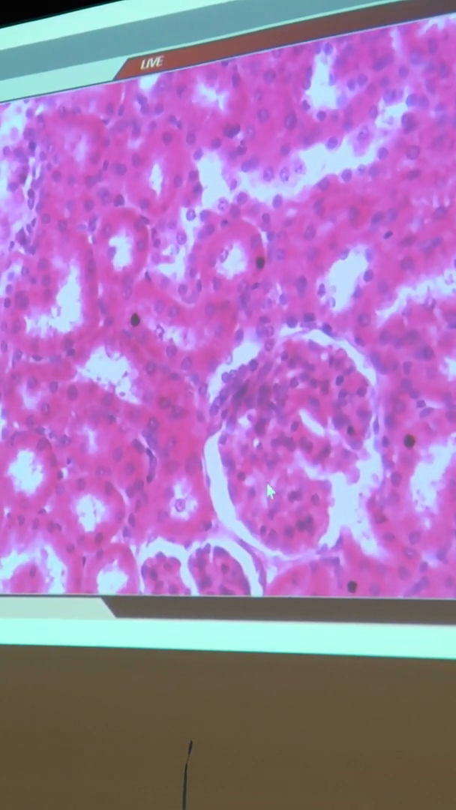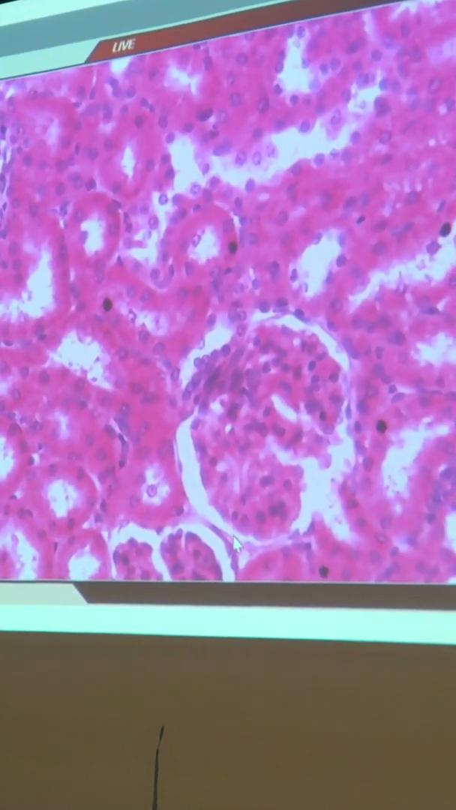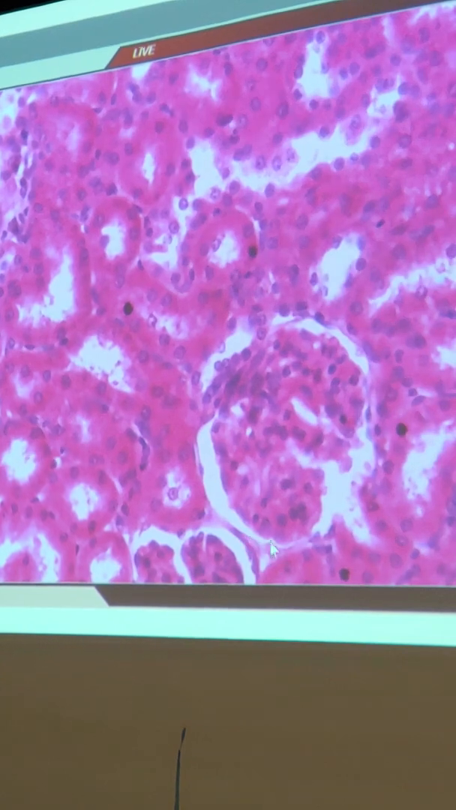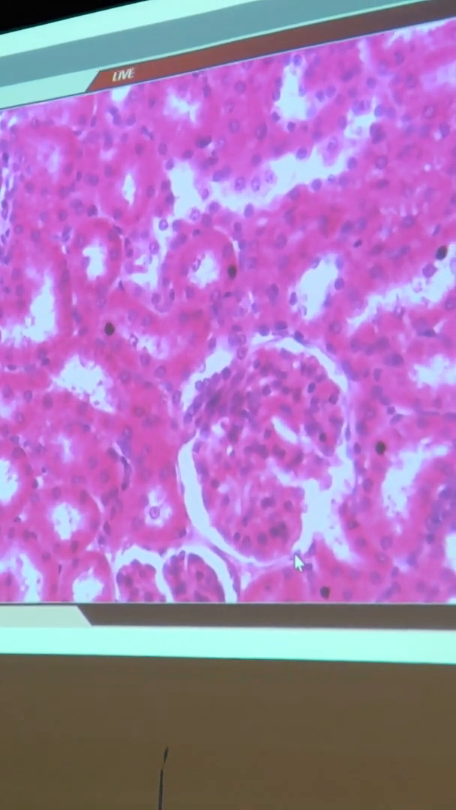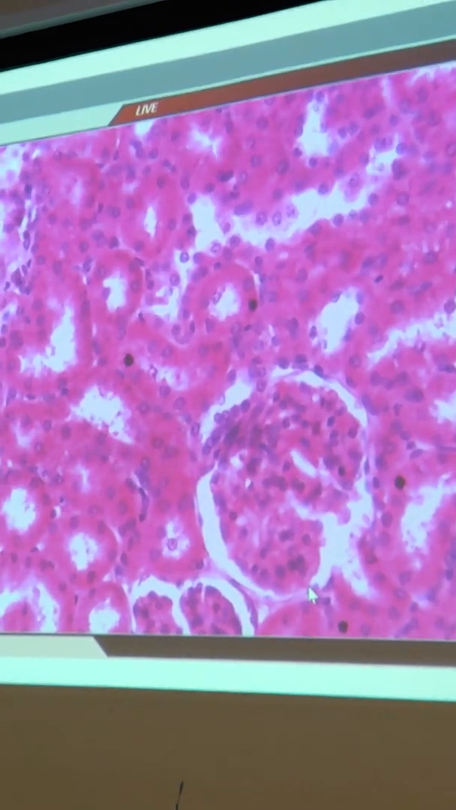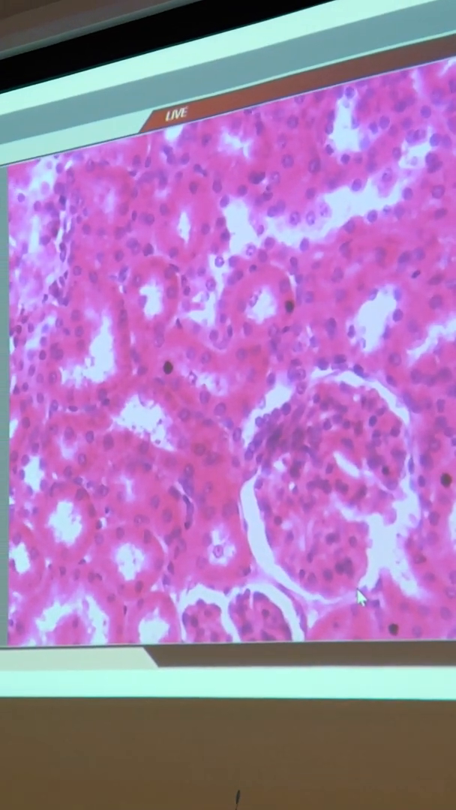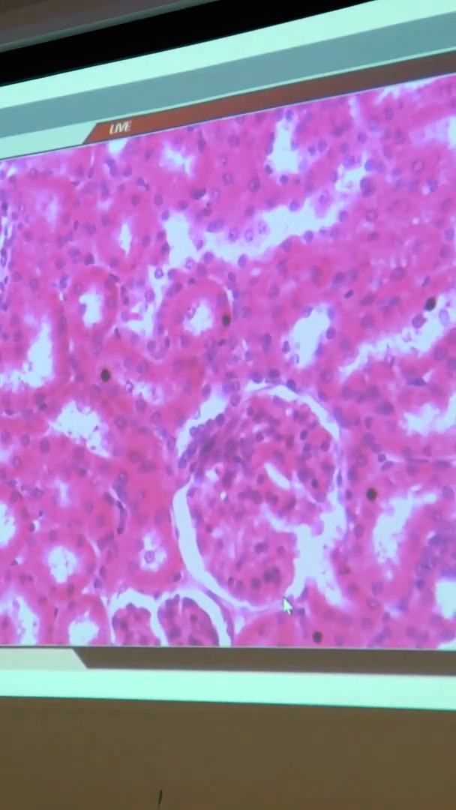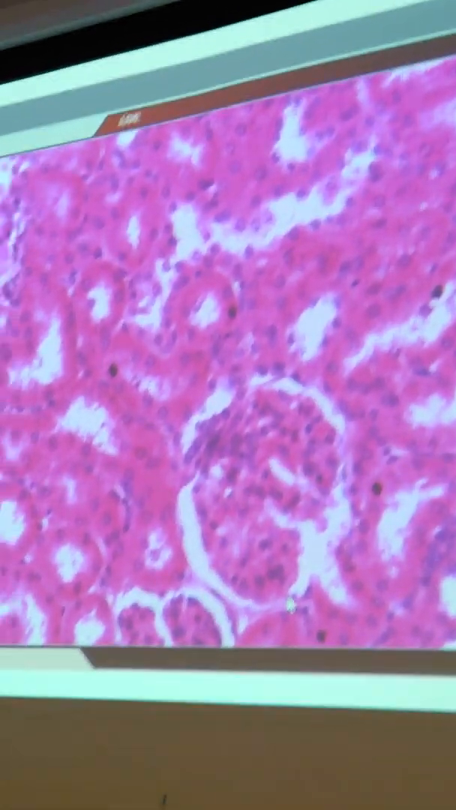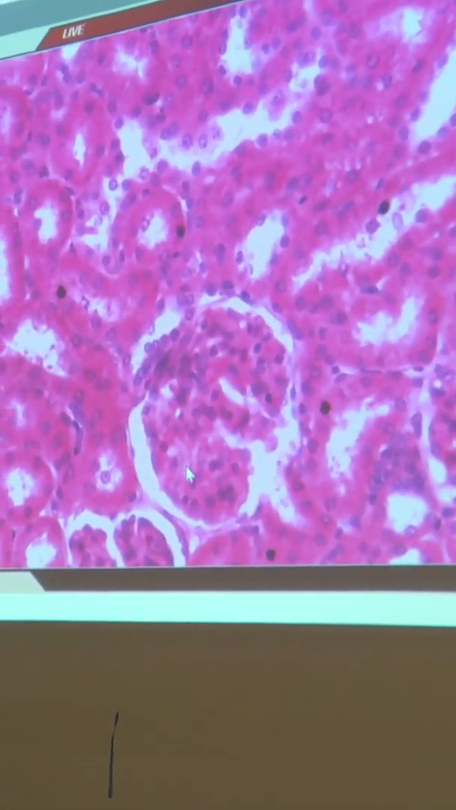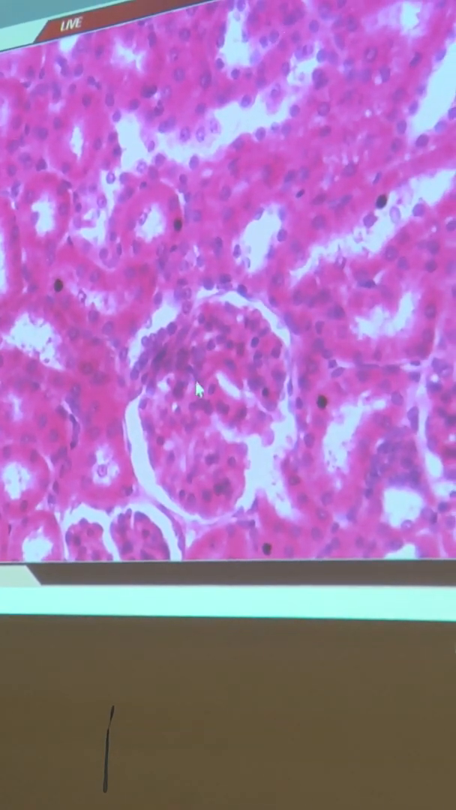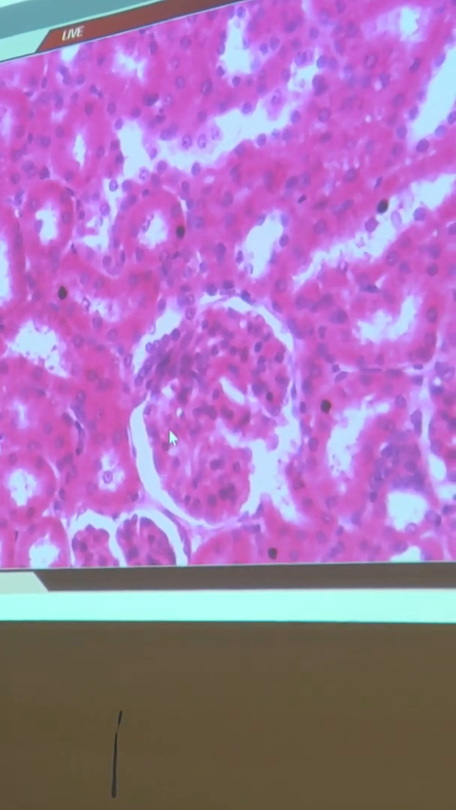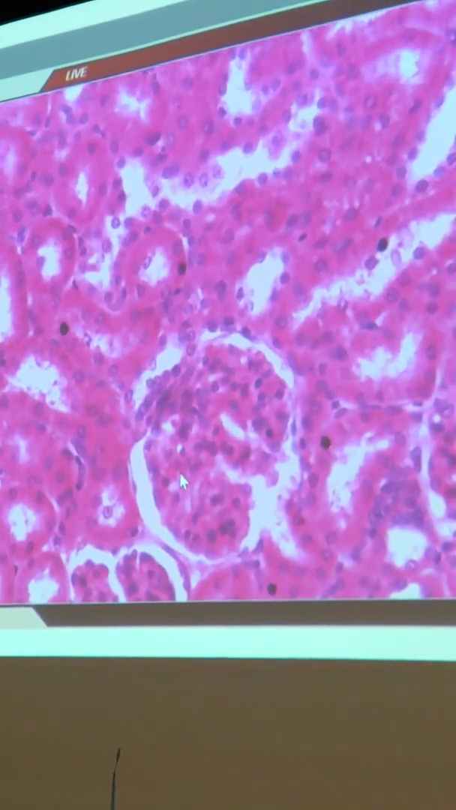Now, here is a glomerulus, right here. And if you look carefully, right here, you can see the parietal layer of Bowman's capsule. Okay, the outer. Remember, there's two layers. It's like a balloon. When we did the pericardium and the pleura, we had the same thing. So the visceral layer is basically what you see here over the glomerular capillaries. So each of these nuclei are actually podocytes that are wrapped around the capillary.